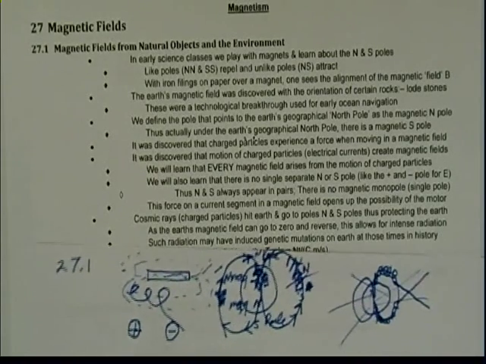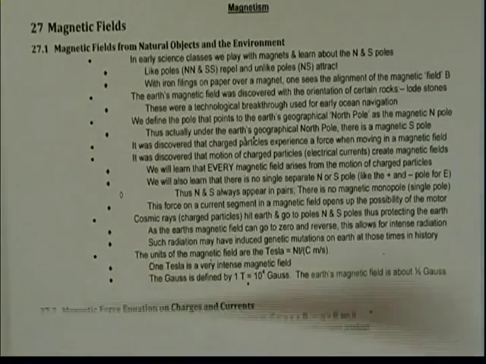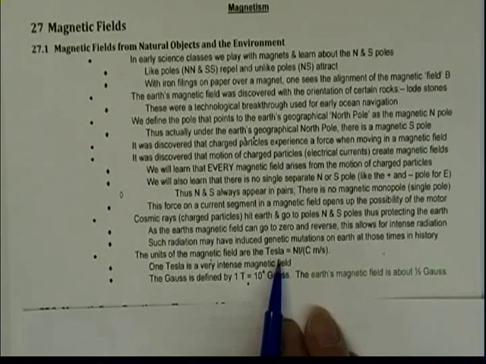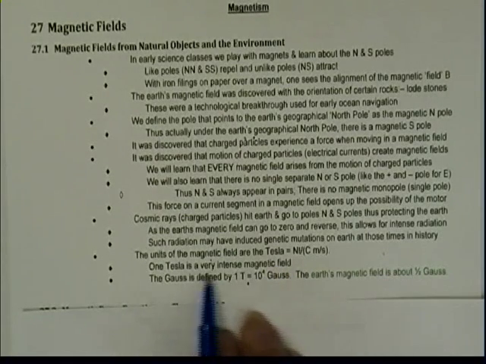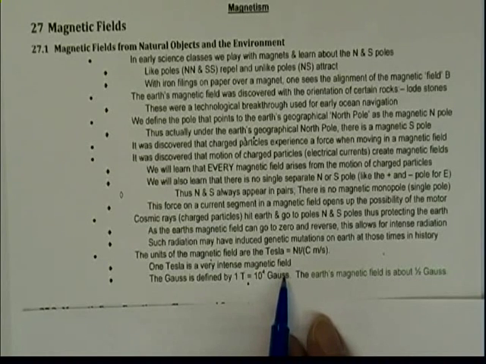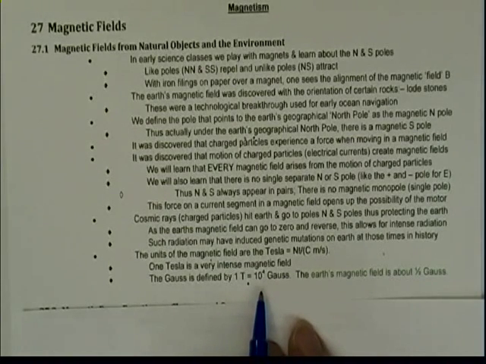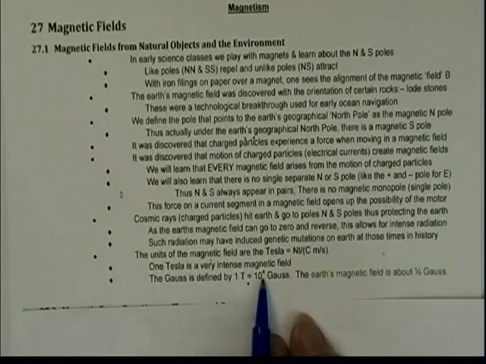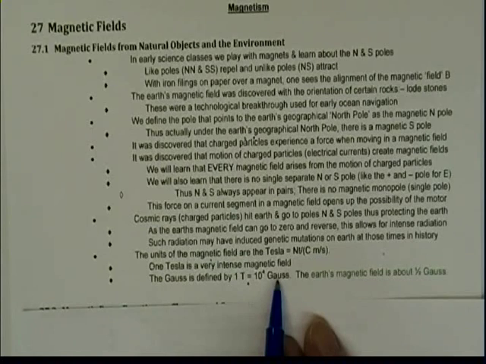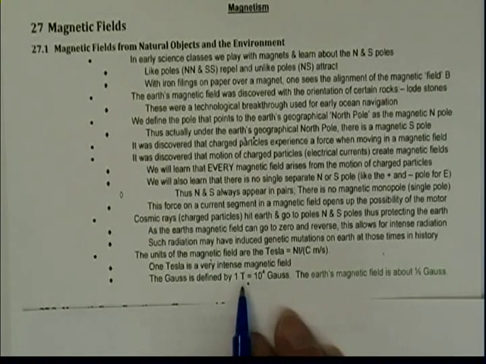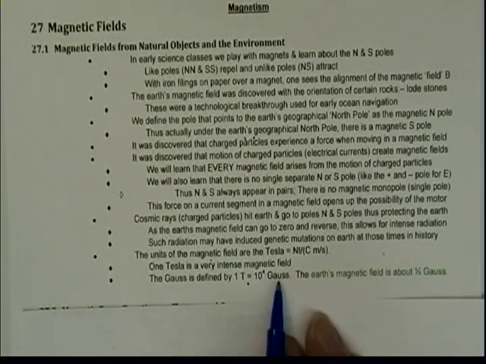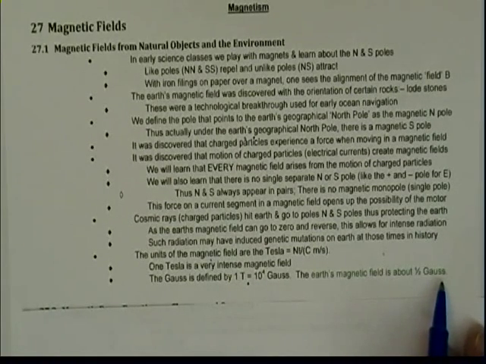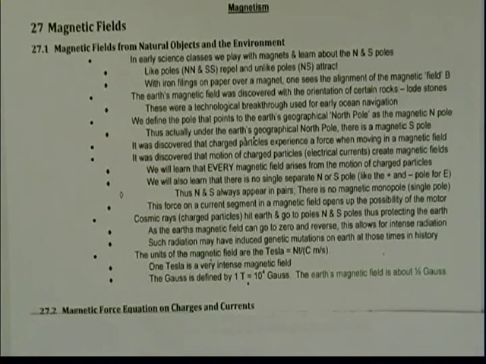Now, the units for the magnetic field are the Tesla. The Tesla is a very strong, intense magnetic field. And if we look at how much magnetic field the Earth has, it turns out that the Earth has about 1/10,000th of a Tesla, which is called a Gauss. And so a Tesla is 10,000 Gauss, or a Gauss is 1/10,000th of a Tesla. And the Earth's magnetic field is about a half of a Gauss, something of that order of magnitude.